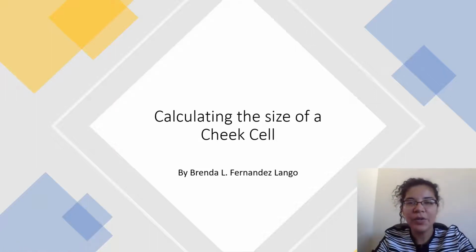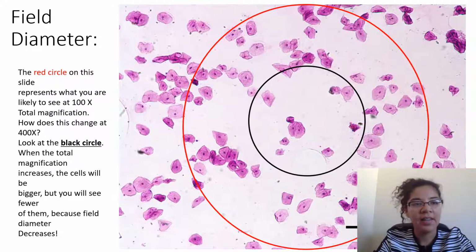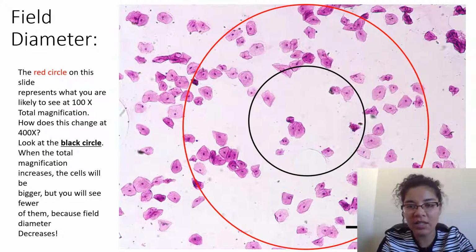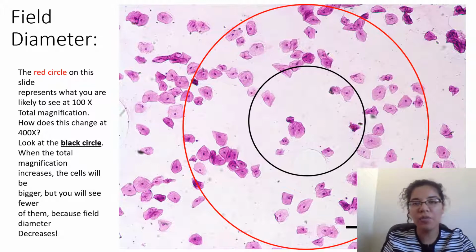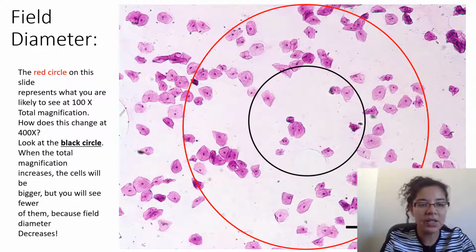Good morning. I'm going to go over how to calculate the size of a cheek cell. Field diameter. Let's start with this slide. Field diameter is the circles that we see in this image. Those represent what you would be able to see under the microscope, the area within the circle. So the red circle represents what you're likely to see.